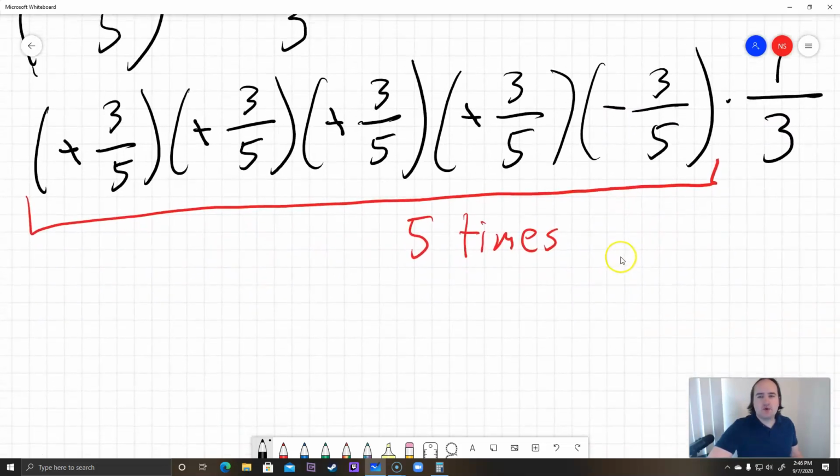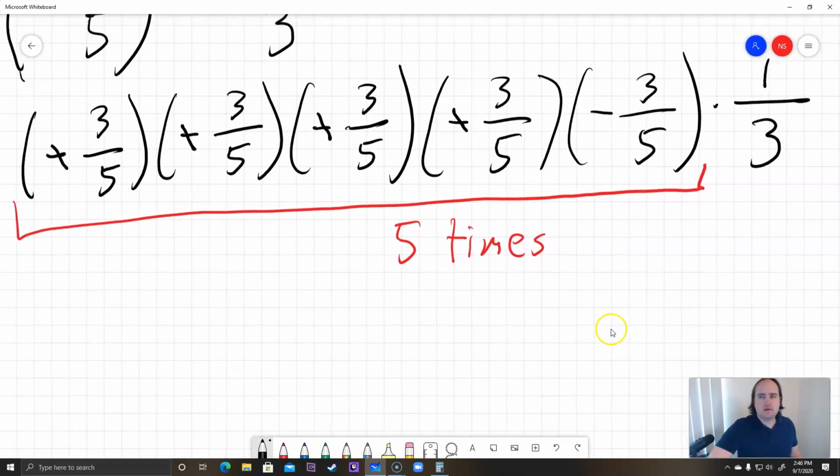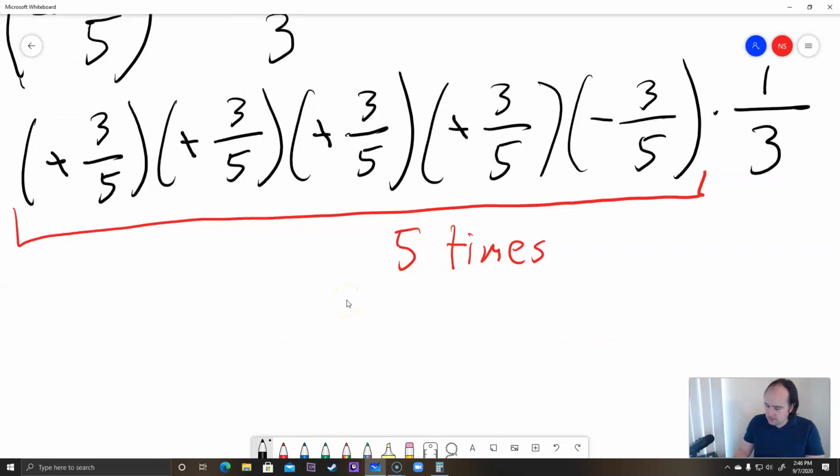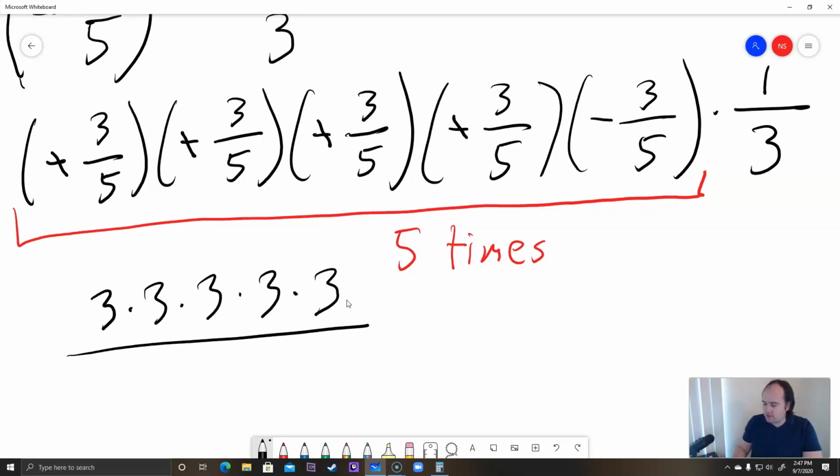Alright, and then remember you just multiply everything straight across. So what's that going to look like here? Well, on the top we're going to have 3 times 3 times 3 times 3 times 3. So that's 3 to the 5th power on the top. We have a minus out front. And then on the bottom we have 5 times 5 times 5 times 5 times 5. So a total of 5 5s on the bottom. But then also notice on the bottom we have a 3, and on the top we also have a 1. So on the top we have times 1, and then on the bottom we have times 3.